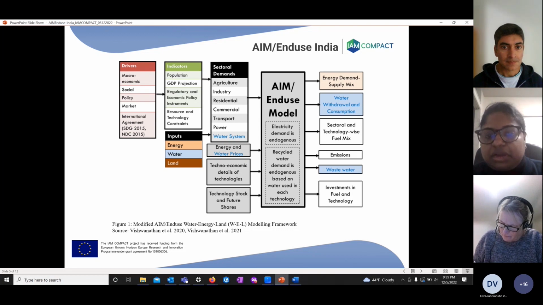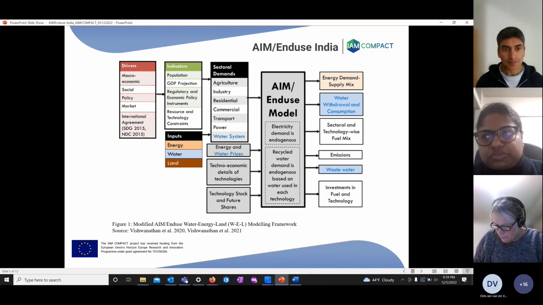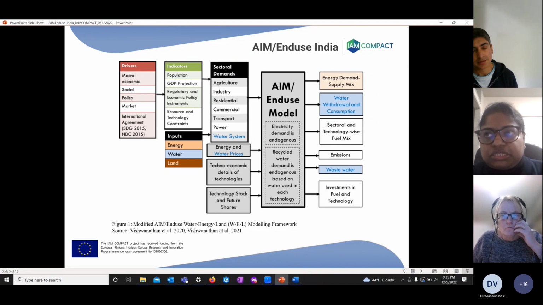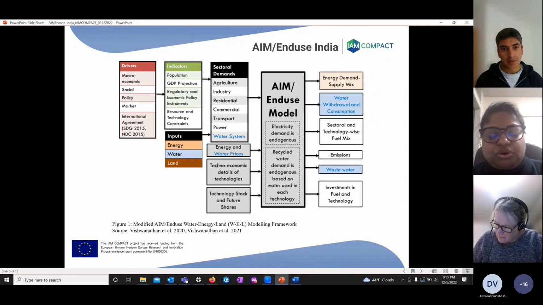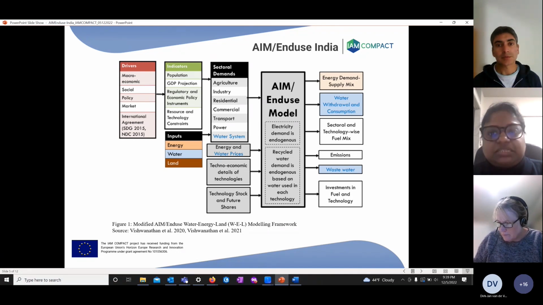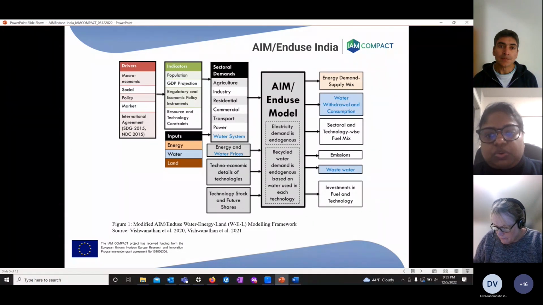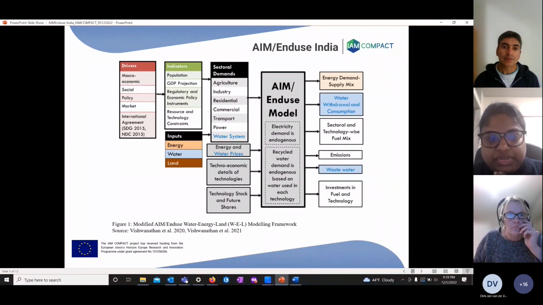Here, the electricity demand is endogenous. So whatever sectoral demands, how the electricity is used in each of the sectors, based on that, endogenously, technologies are selected for the power systems. And what we have as outcome is the energy demand, supply mix, the water withdrawal and consumption indicators, the sectoral and technology wise fuel mix, emissions, wastewater, and also investments into fuel and technology.